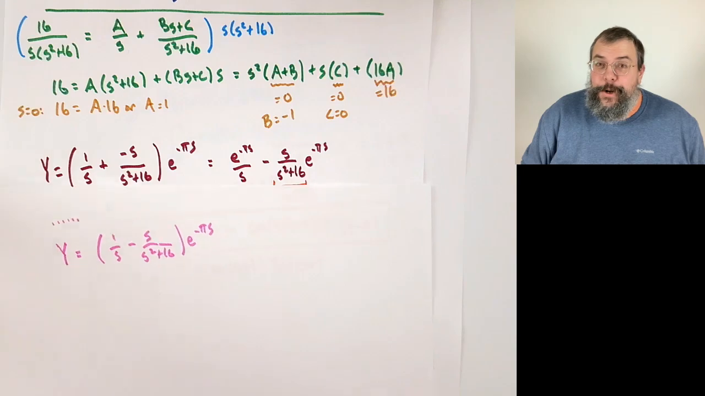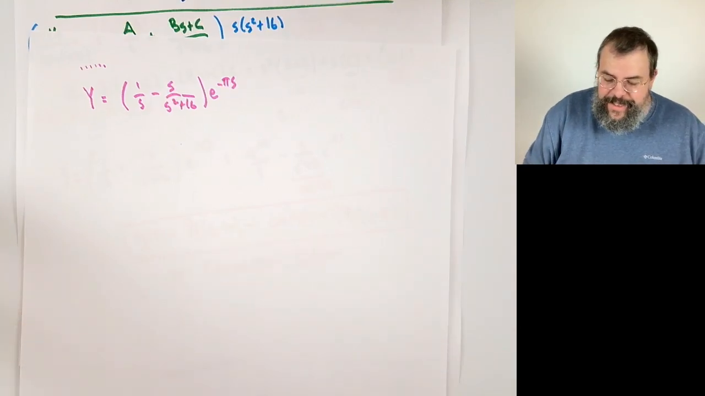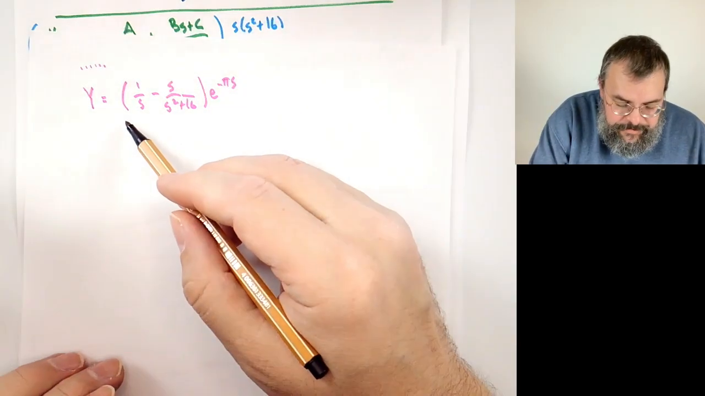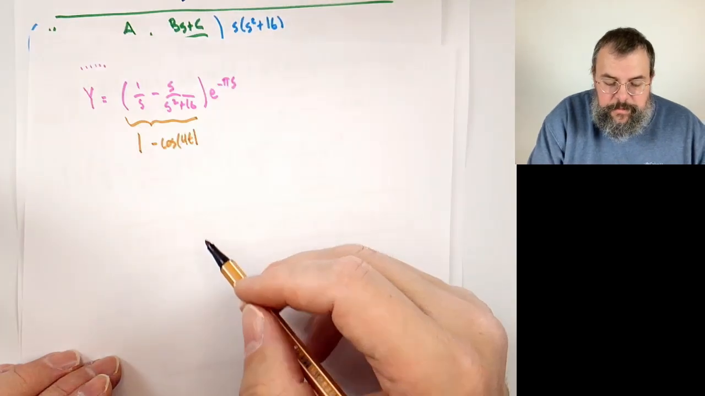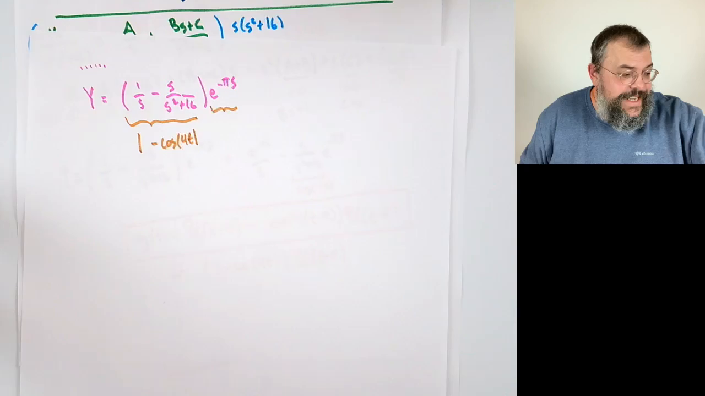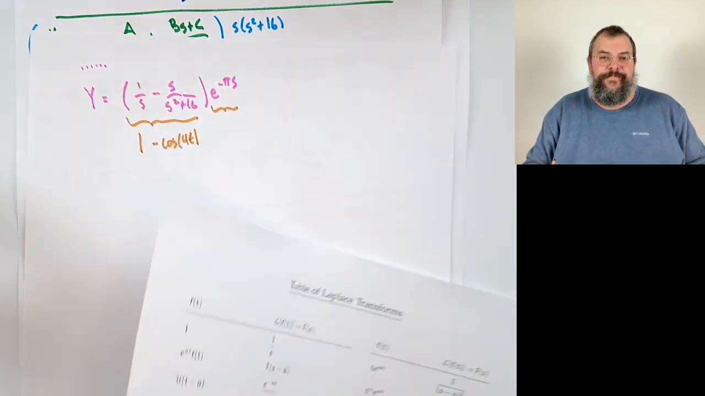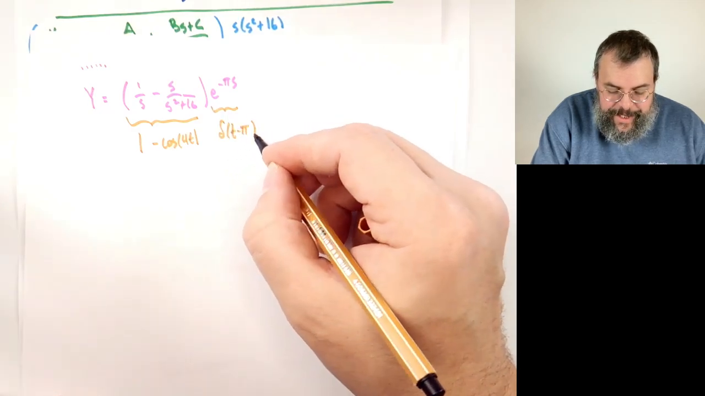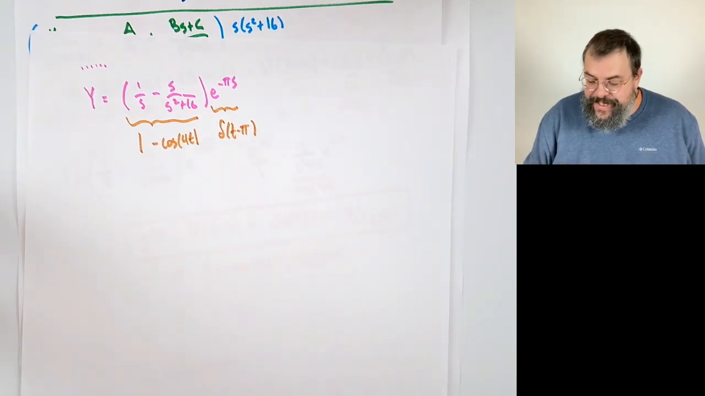But now we're going to think about this in a different way. We're going to think about it as two functions multiplying together. And this function, well, that's 1 minus cosine 4t. No big surprise. And this function, e to the minus pi s, does that show up on our list? It is. It is delta. So we can think of this as delta at t minus pi.